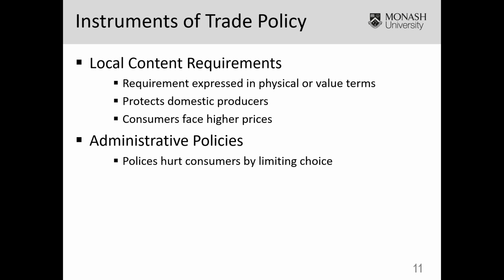Local content requirements are for there to be a particular proportion manufactured within a country or within a region. The example I gave about the US treaty issues between the US, Mexico and Canada related to vehicle manufacturing was one of those things. Also, the requirements can be in physical terms or value-based terms. It's there to protect producers, and consumers face higher prices.